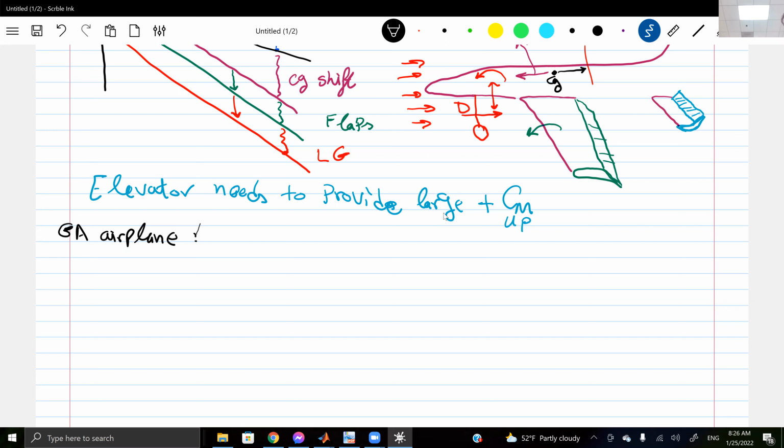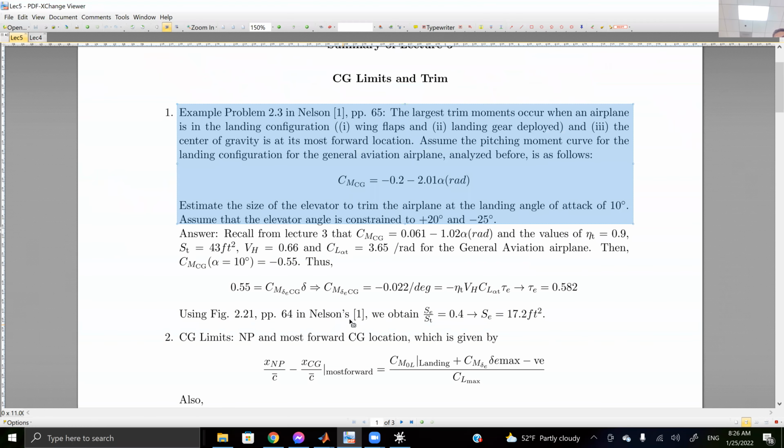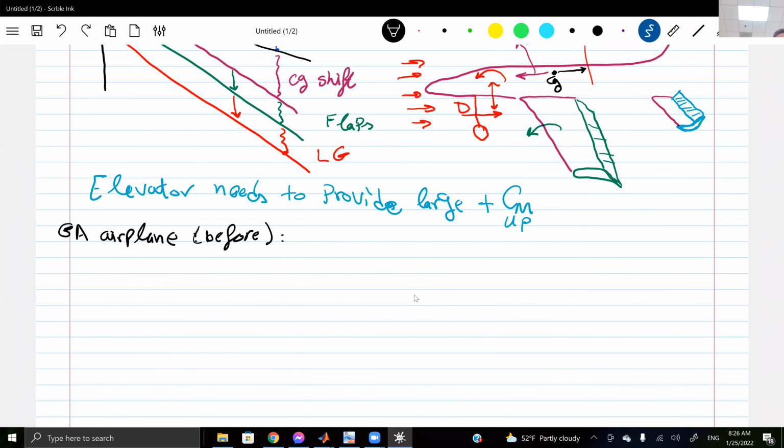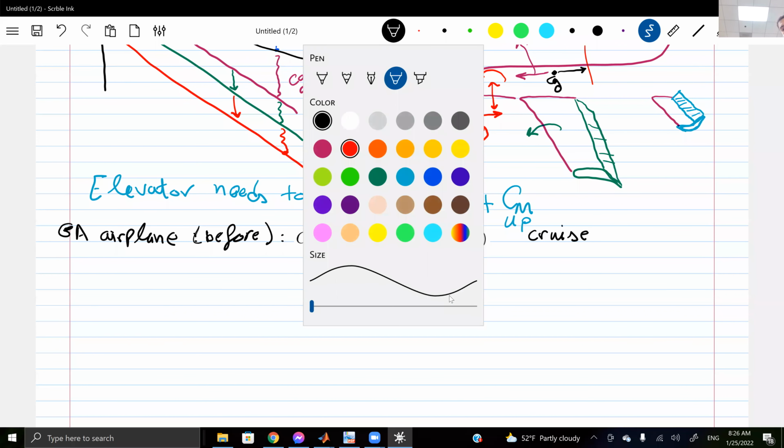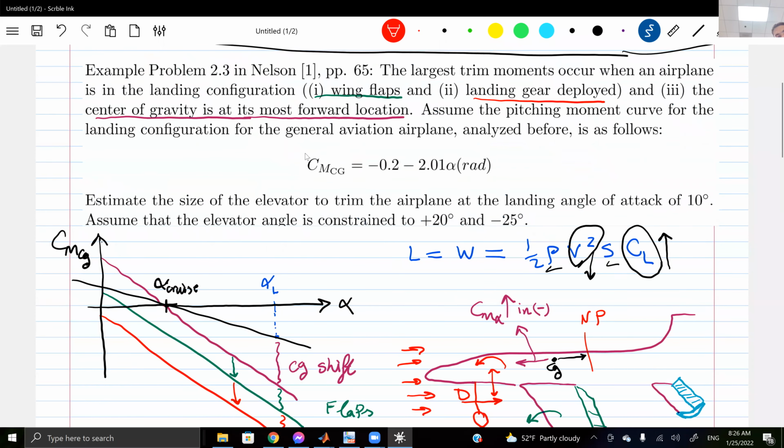From before, we already considered its characteristics. The CM was something like this. This was the CMCG, all right? This is during cruise. This is the black curve above. But now during landing, the red curve is here.